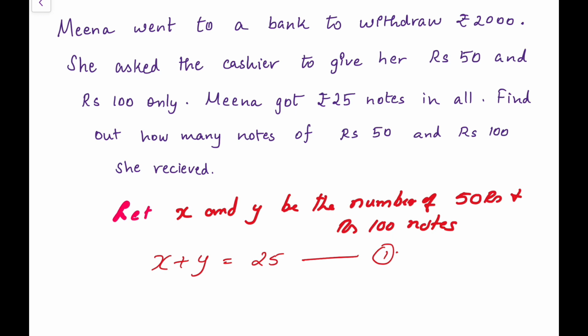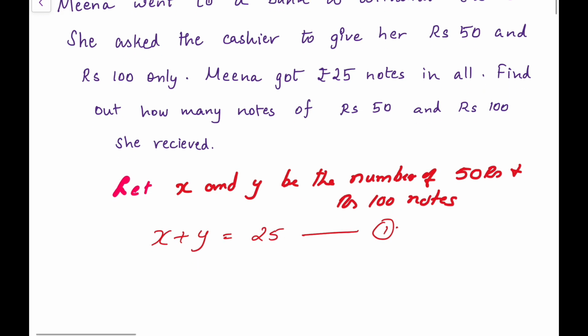Now the total amount she has withdrawn is 2000. So we will make another equation with that statement. So the number of 50 rupee notes is x. So the total amount will be 50 into x. Then she got a few 100 rupee notes also. So we don't know how many, that is, we have taken as y. So 100 into y will be the total value of 100 notes. So 100y. So both together you will get 2000. Hope it's clear.